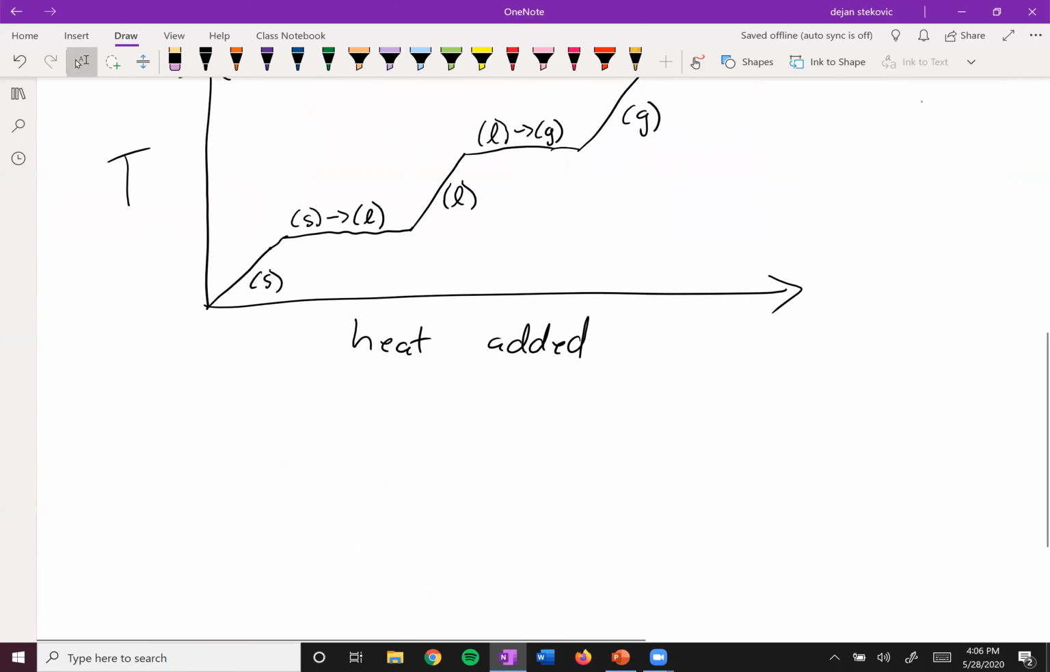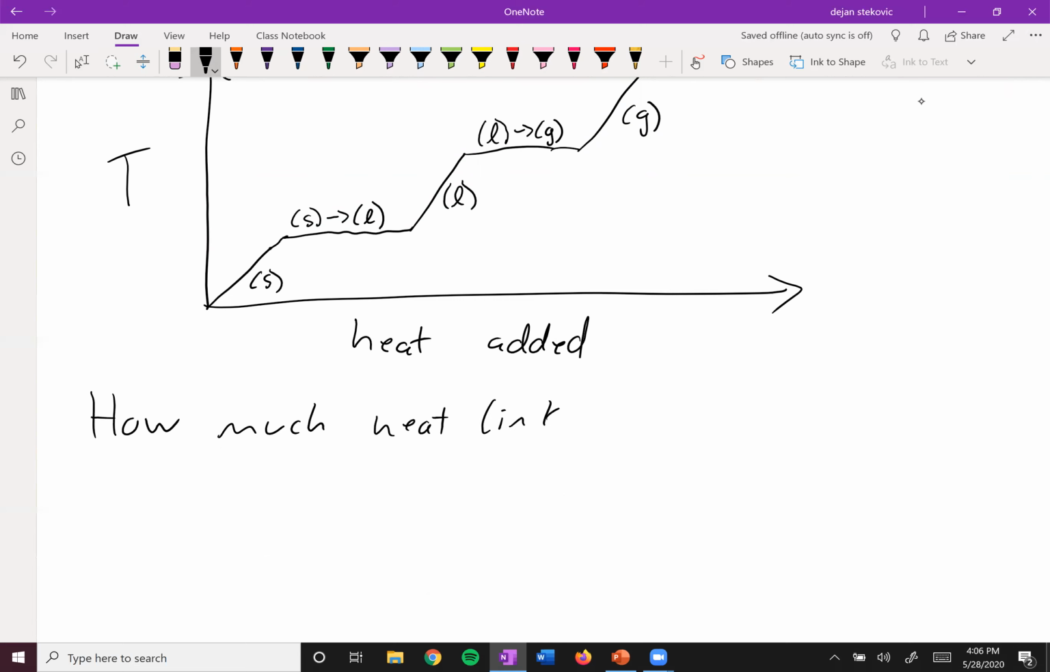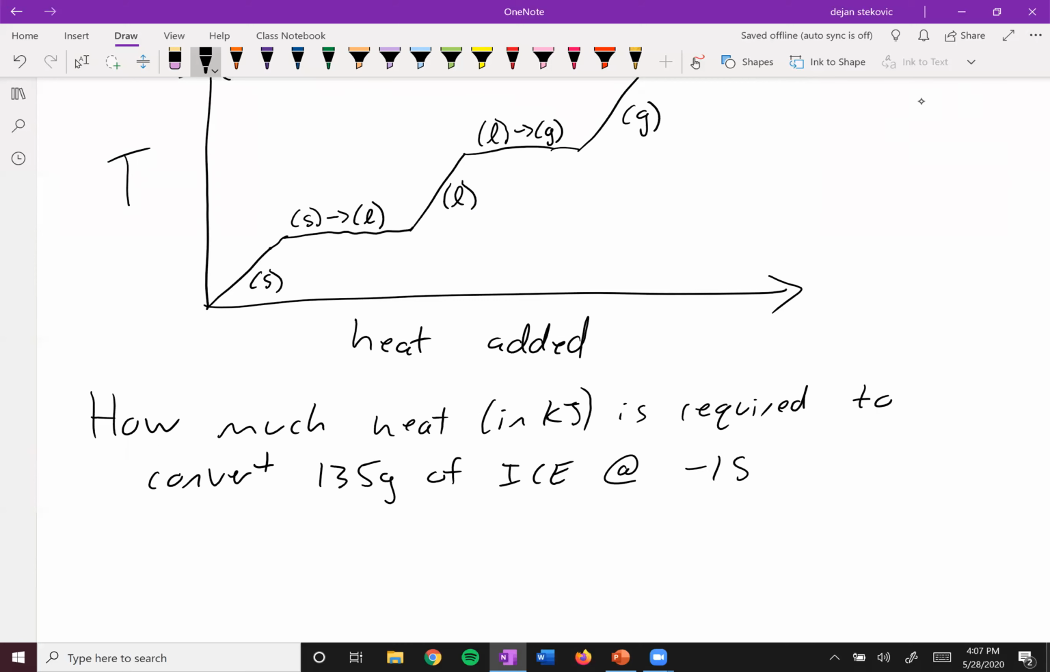Here's kind of a math example of this. So the question would be something like, how much heat in kilojoules is required to convert 135 grams of ice at negative 15 degrees Celsius into water vapor, so the gas, at 120 degrees Celsius.